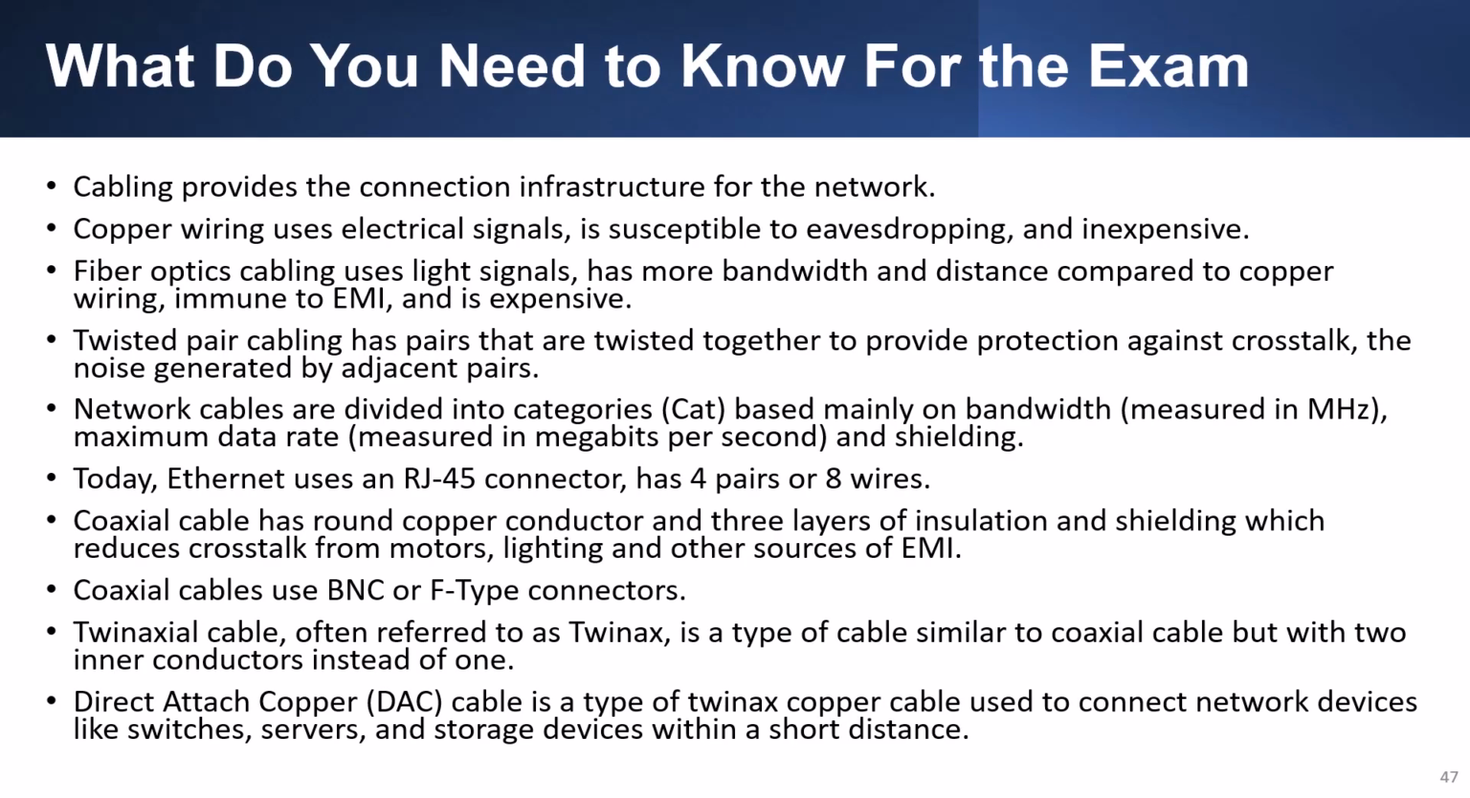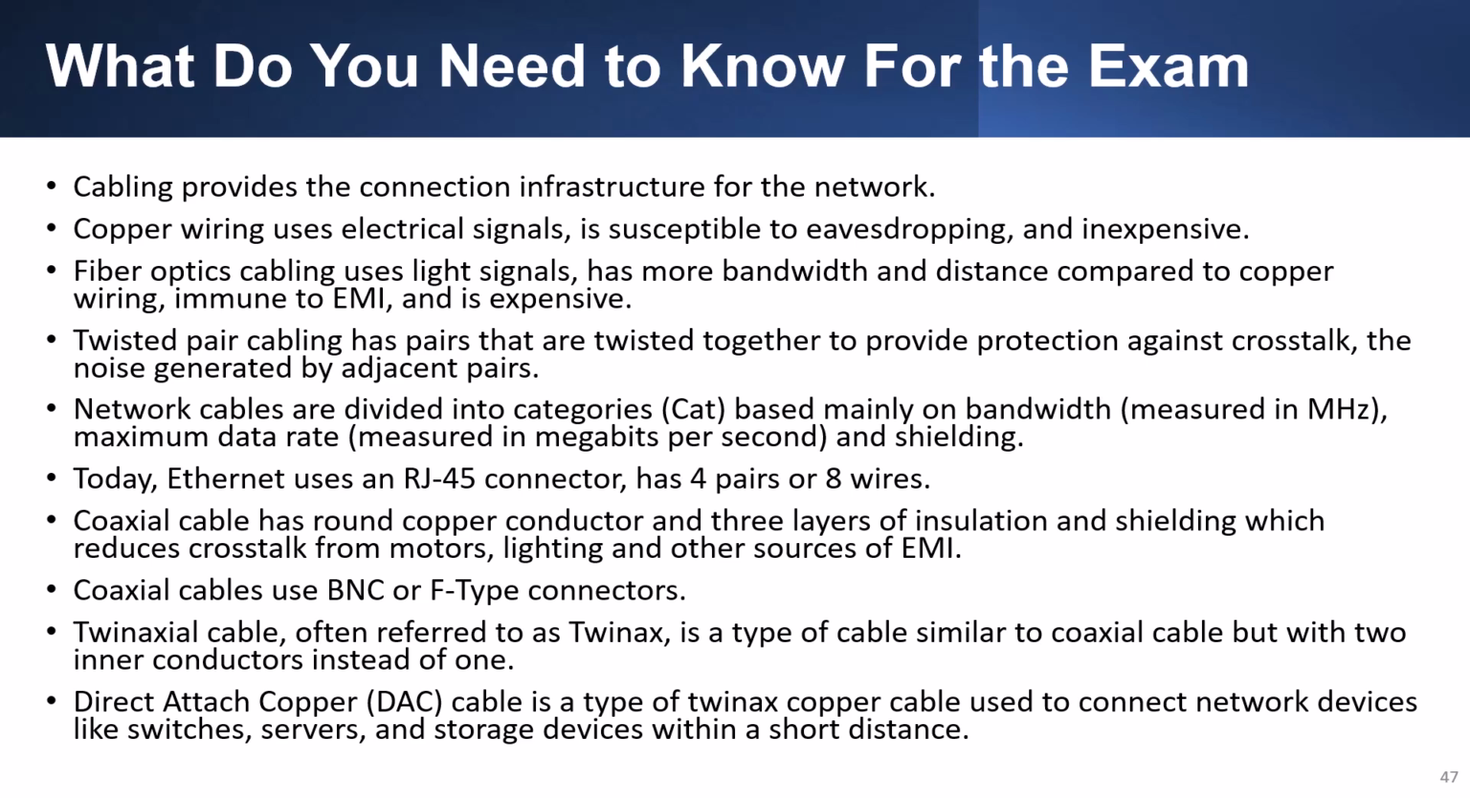In summary, cabling provides the connection infrastructure for the network. Copper wiring uses electrical signals, is susceptible to eavesdropping, and is inexpensive. Fiber optics cabling uses light signals, has more bandwidth and distance compared to copper wiring, is immune to EMI, and is expensive. Twisted pair cabling has pairs that are twisted together to provide protection against crosstalk, the noise generated by adjacent pairs. Network cables are divided into categories, or CAT, based mainly on bandwidth measured in megahertz, maximum data rate measured in megabits per second, and shielding.